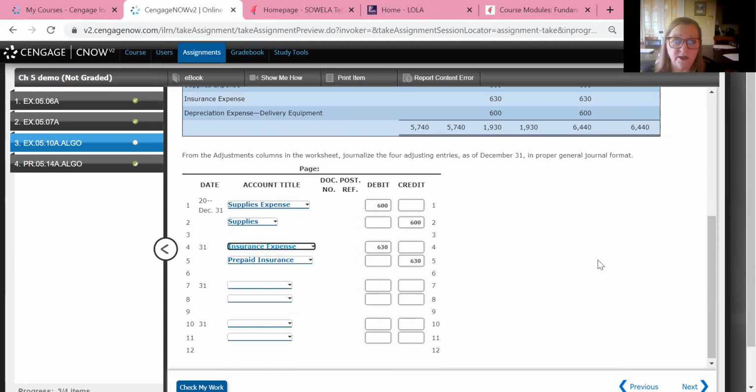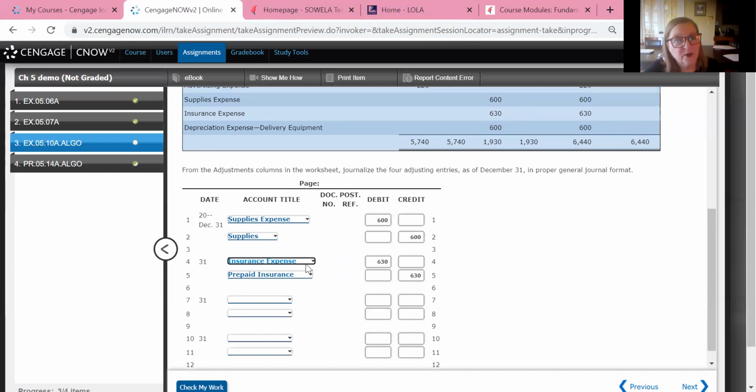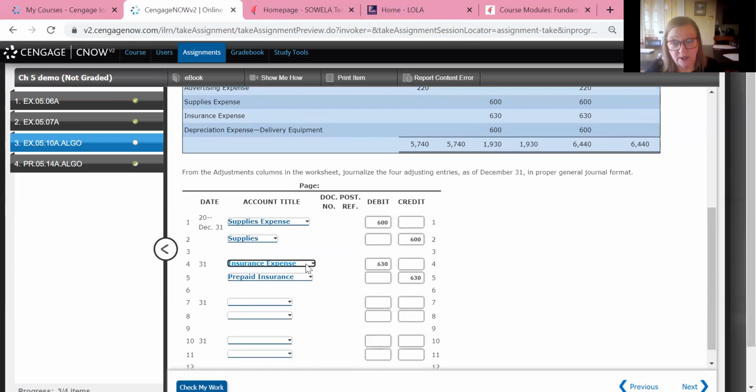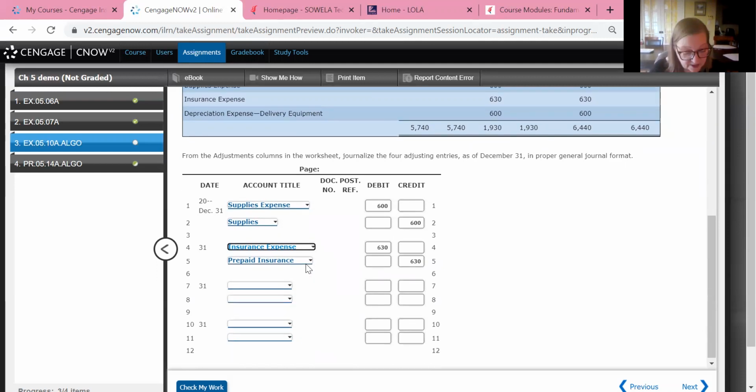And as you know, I don't really like their format because I want them to give me a little indent on my credit accounts. And they haven't done it. So again, it's okay. I can live with it. But if you're really doing it, when you credit an account, that account name would be indented slightly. Okay, so now the next one.